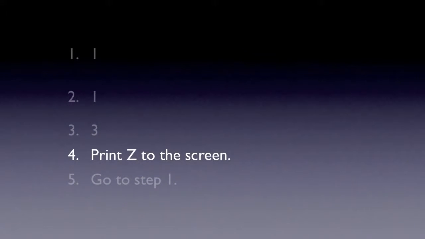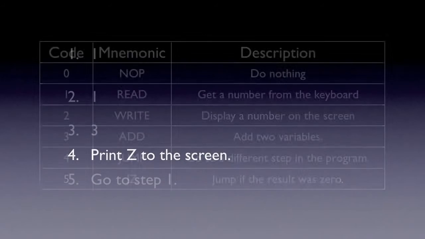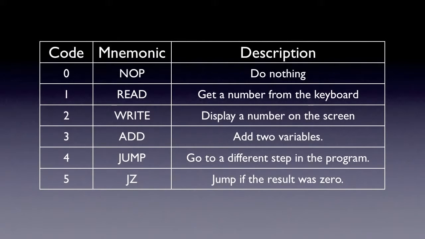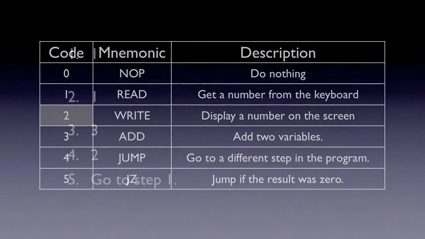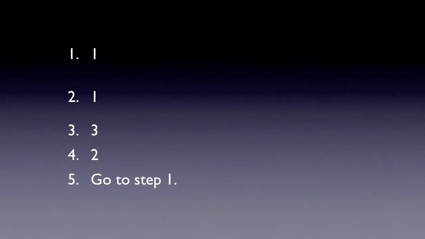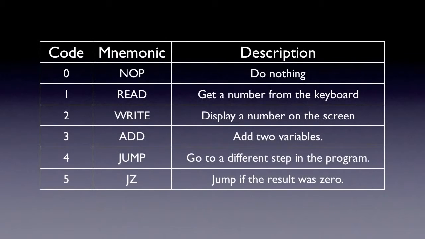Step 4 is to print the result to the screen. In our machine language, this is well handled by the write instruction. So again, we record the code in our program. Finally, the last step is to go back to step 1 and start over again. In other words, our example program will run forever. In our fictional machine language, the jump instruction is the one we need. So we record the appropriate code in our program.